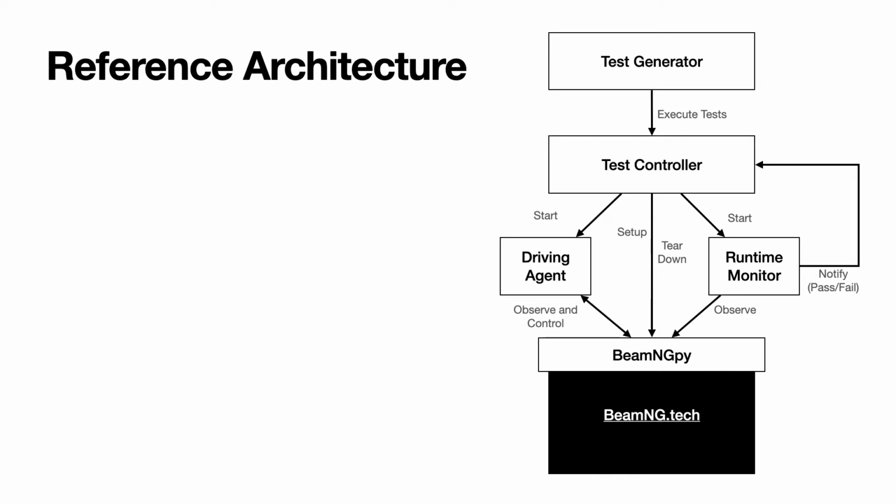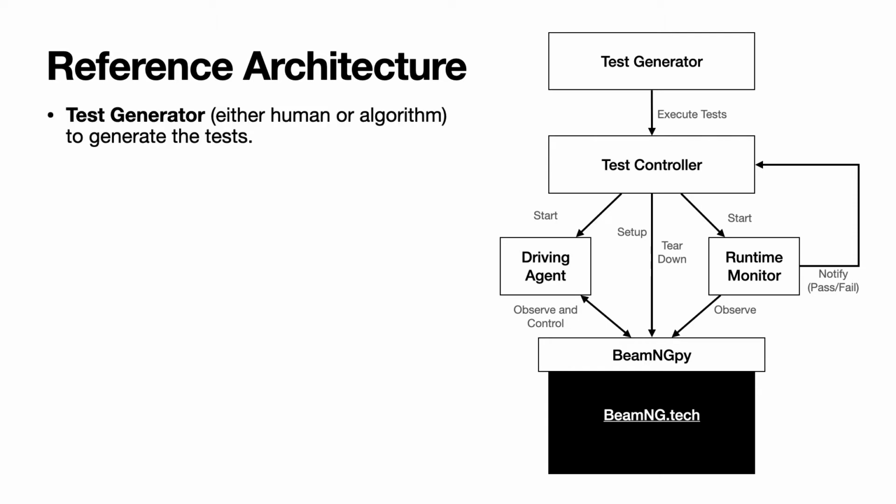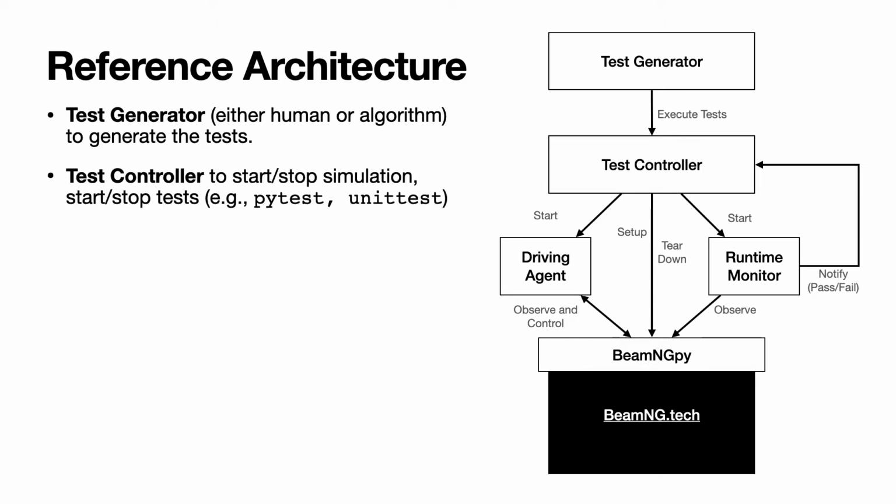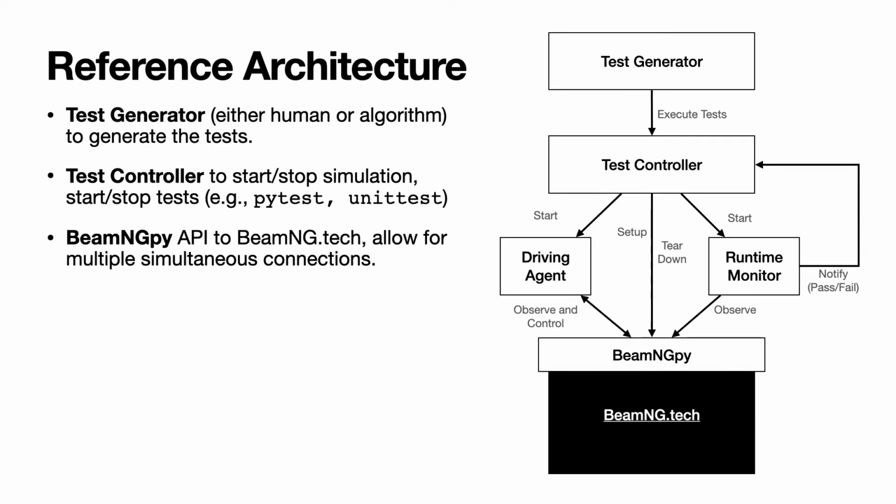This is our reference architecture for simulation-based testing. We have a test generator on top. This can be a human writing a test or an algorithm that generates tests automatically. Tests are passed to a Testcontroller. The Testcontroller is the component that needs to start, set up, and tear down tests. You can think of the Testcontroller like frameworks such as PyTest or UniTest, and we are going to use mostly UniTest here. But a Testcontroller can be any form of Python script that can interact through the BeamNG API with the underlying simulator. So this controller is the one that does the job.